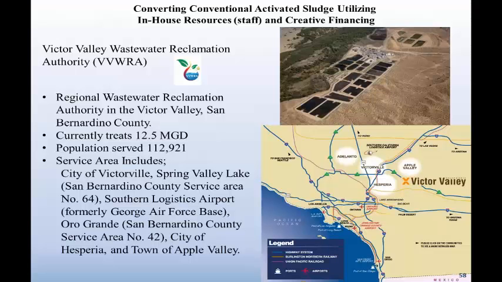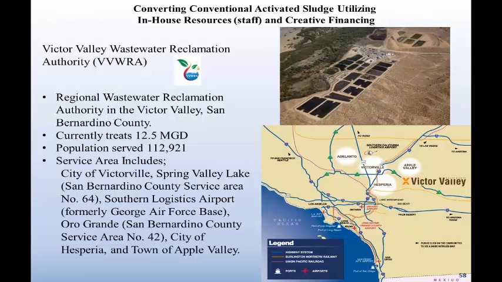Victor Valley Wastewater Reclamation is located in Southern California, what we call the High Desert. It is a regional wastewater reclamation authority in San Bernardino County. We currently treat approximately 12.5 million gallons a day. We discharge to the Mojave River, which is an NPDES permit, Title 22 water. We also discharge to percolation ponds, for which we have a WDR permit. We also have a WDR permit for recycled water, which is also Title 22.